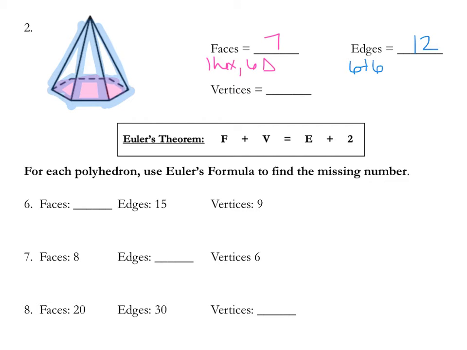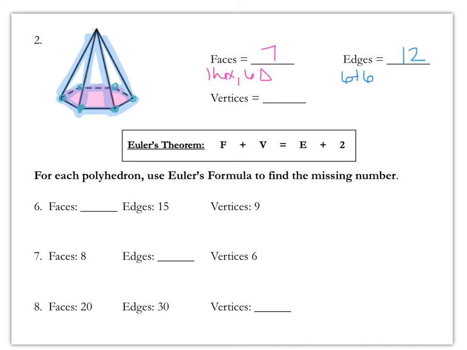And then the last thing we're looking at is vertices. I'm going to group those together as well. There are for sure 6 corners on the bottom shape, but then there is also one corner up here on the top of the shape, so that is 6 plus 1, which tells me there's 7 vertices.